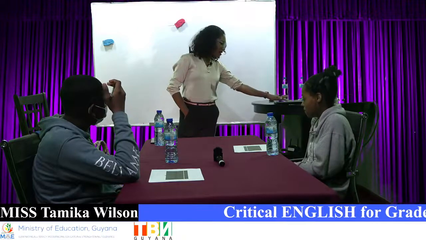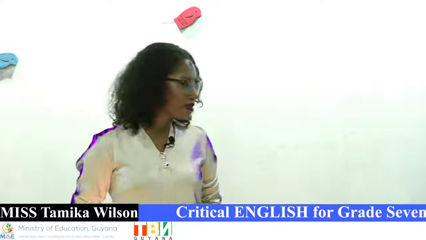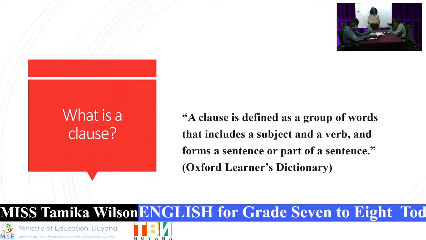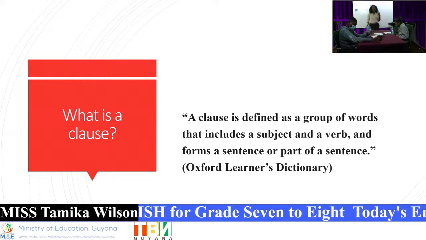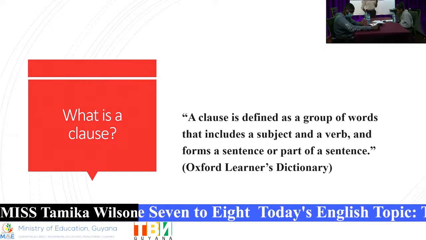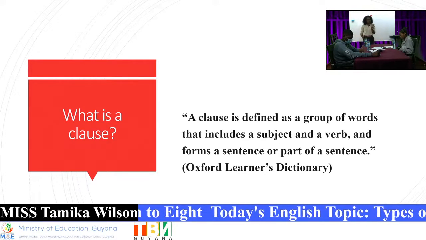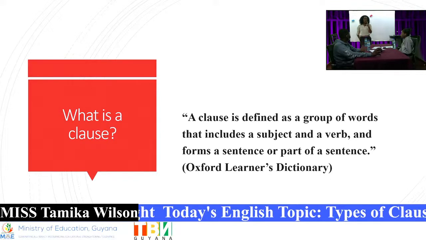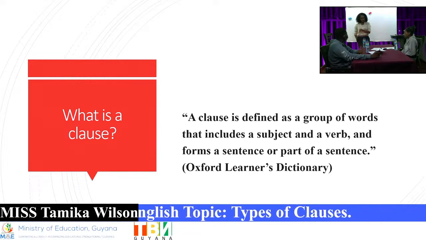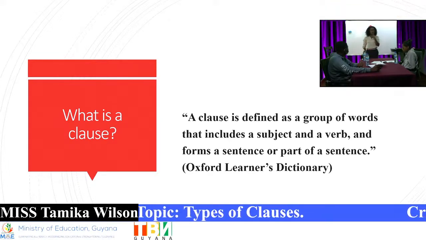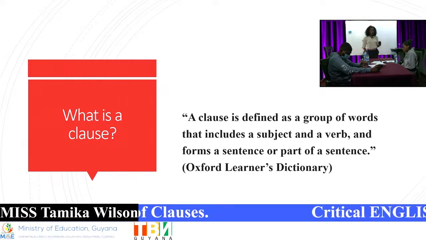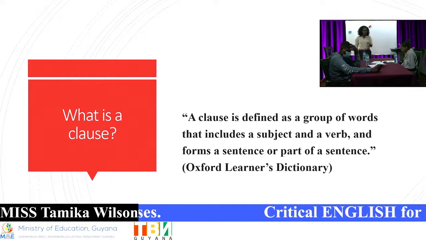All right. So let's go to the slide. It says that a clause is defined as a group of words that includes what? A subject and a verb and forms a sentence or a part of a sentence. So four things we're looking at there. We're going to talk about how it's different from a phrase. So bearing these things in mind, it includes a subject and a verb, and it forms a sentence or part of a sentence.